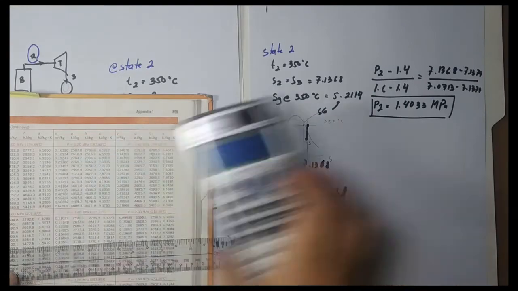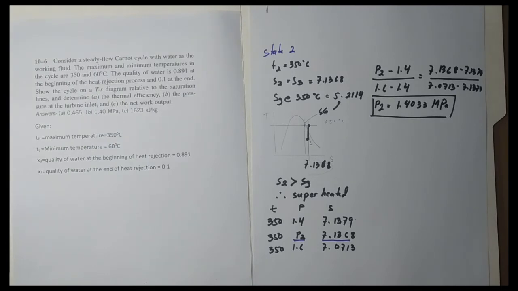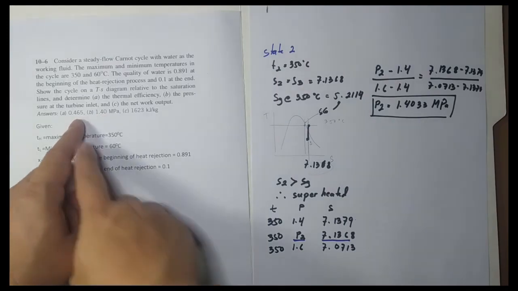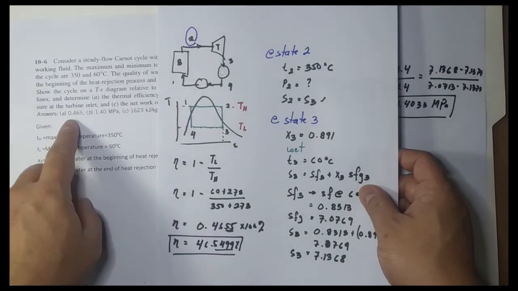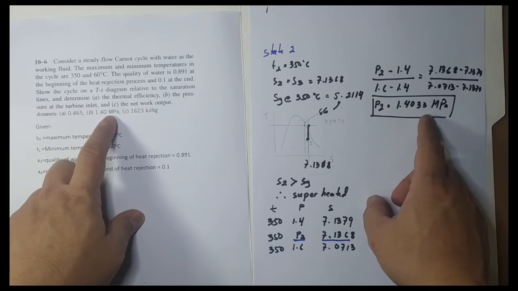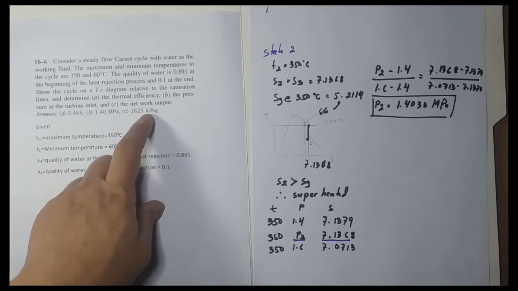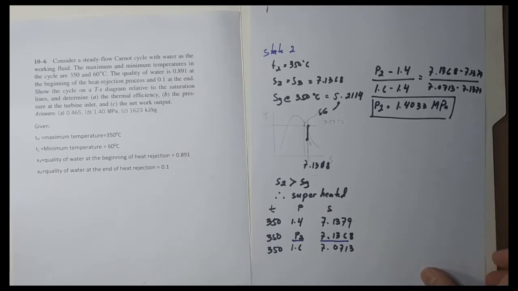Okay. So, yan. Saan na tayo? Yung efficiency is 46. Okay. Yung pressure is 1.4. Yan, hindi na siya nag-interpolate. So, next is yung work net output. So, yan. So, paano natin malalaman yung work net output? Okay.